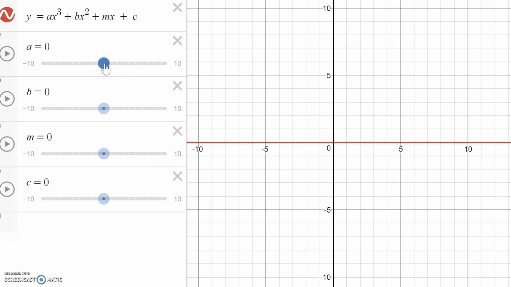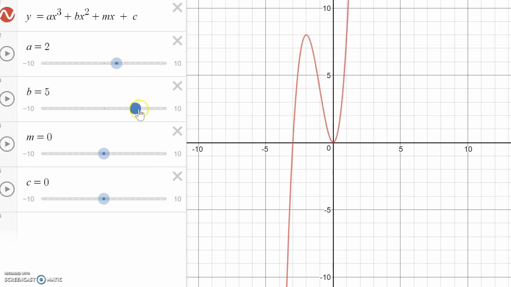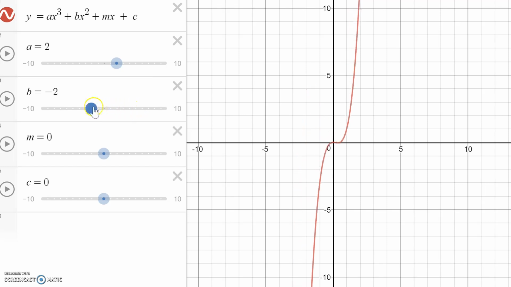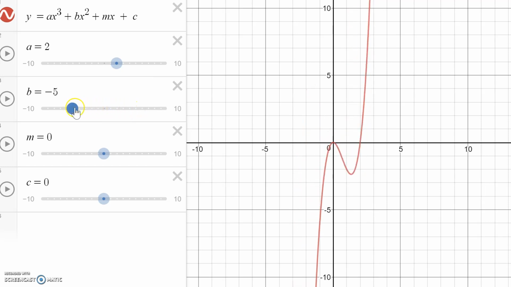What if we try some negative x cubes? These were positive. What about some negative x cubes? Oh, it's reflected in the y-axis. So you get the same basic shape, but this time it goes top left to bottom right. What if we play with adding some of the other values in as well? What if we've got some x cubed and we add some x squared? Ooh, we get a big kink.